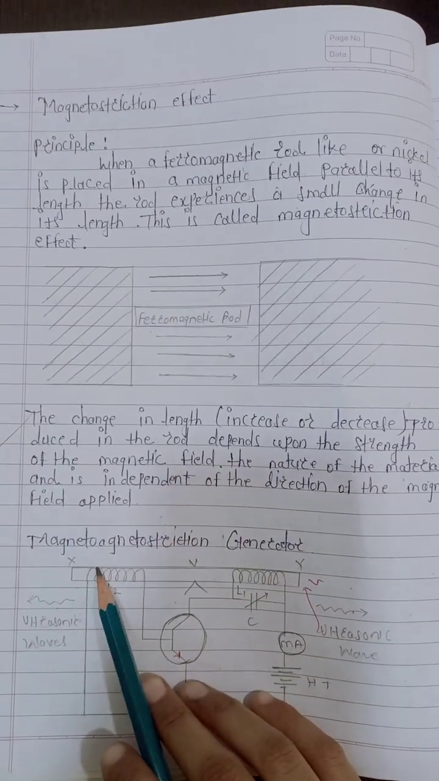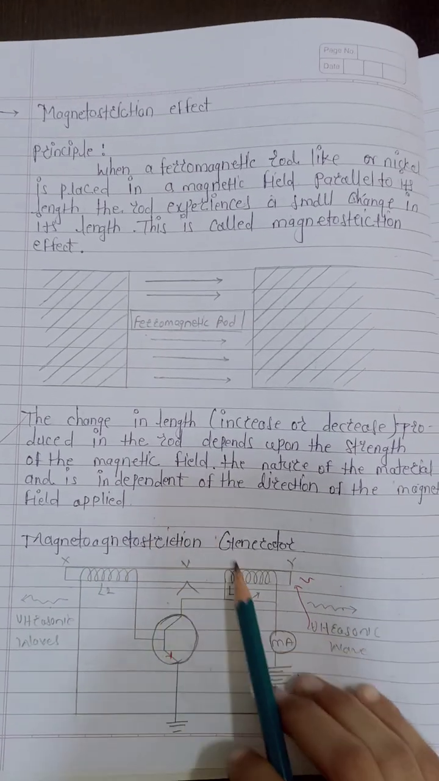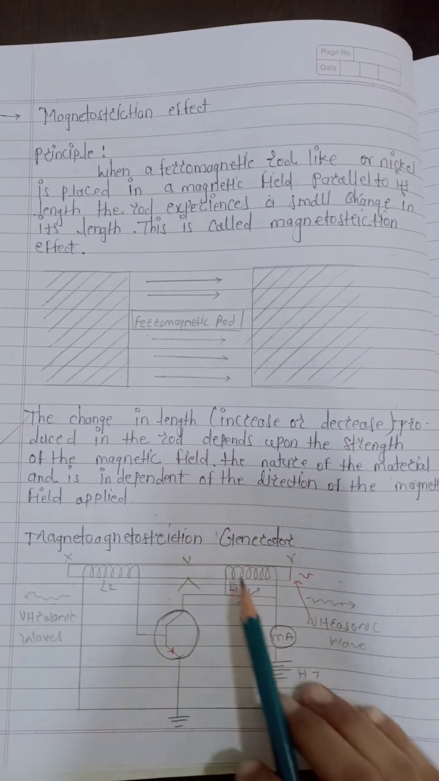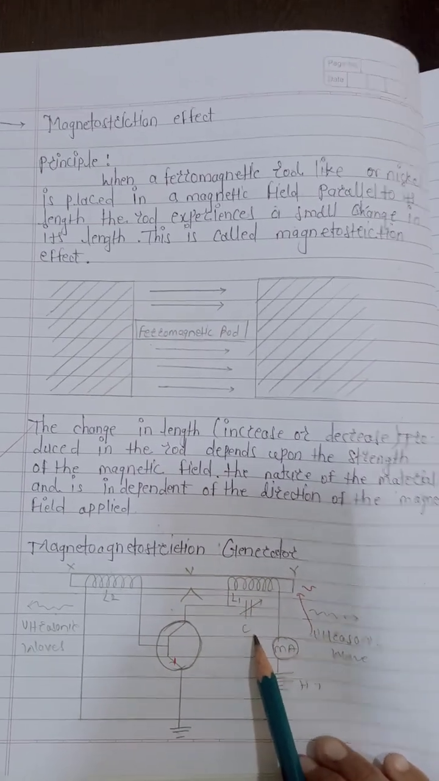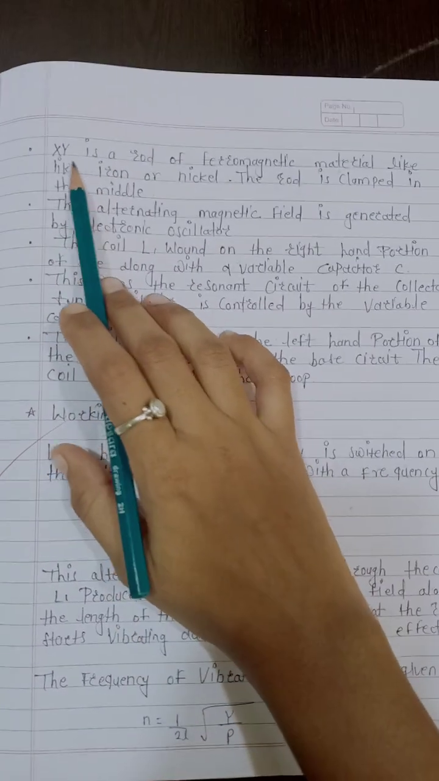This is the construction diagram of the Magnetostriction generator. So we will see the Magnetostriction generator diagram, and let's start the construction of the Magnetostriction effect.